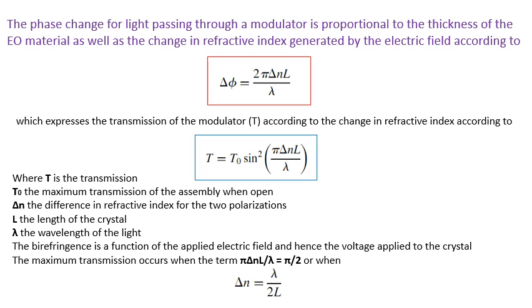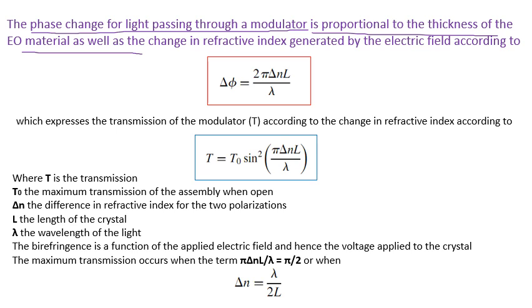Here, what do you see on this slide? The phase change of light passing through a modulator. The phase of the light is changed passing through a modulator. It is proportional to the thickness of the electro-optic material, the crystal which you are using, like here is written. Along with this, the refractive index is also changed because of the electric field.